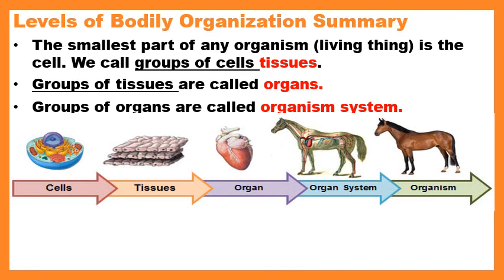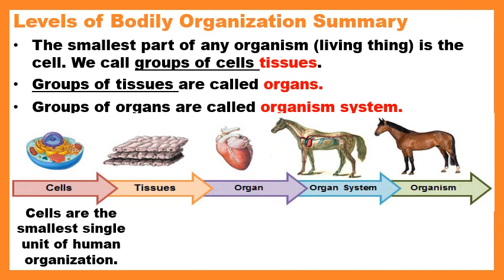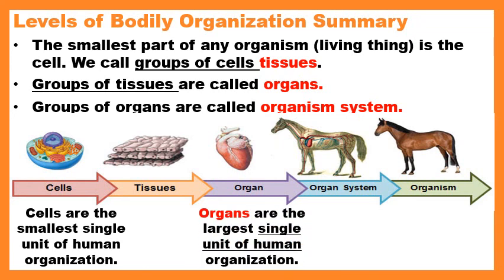Okay, so the smallest unit of any living thing will be the cell, and the largest unit of any living thing will be an organism. So again, cells will be the smallest unit of human organization. You are a living thing, so the smallest part of you is a cell. And an organ, which again are groups of tissues that work together, is the largest single unit of human organization, because organ system is more than one. So organ will be the largest single unit of human organization.